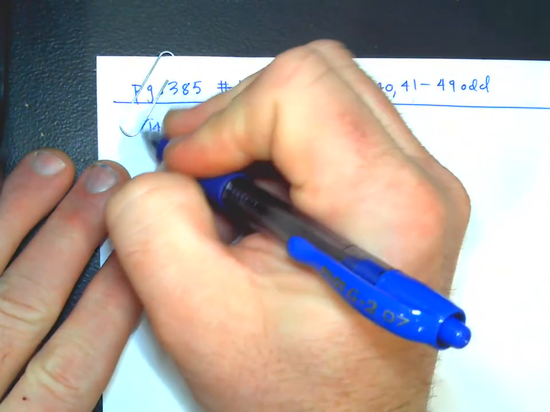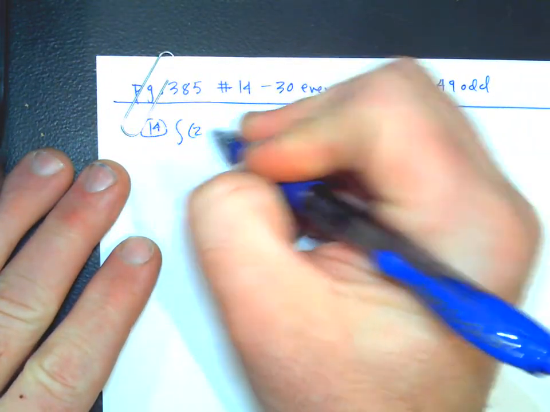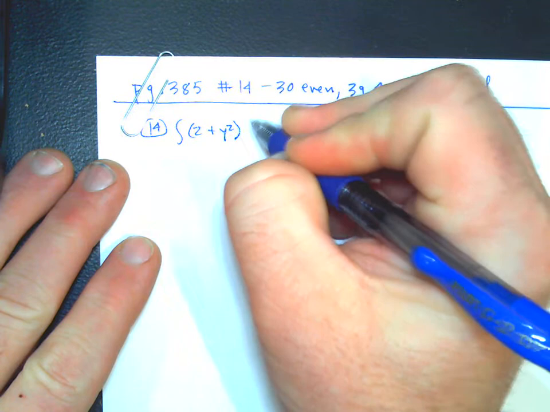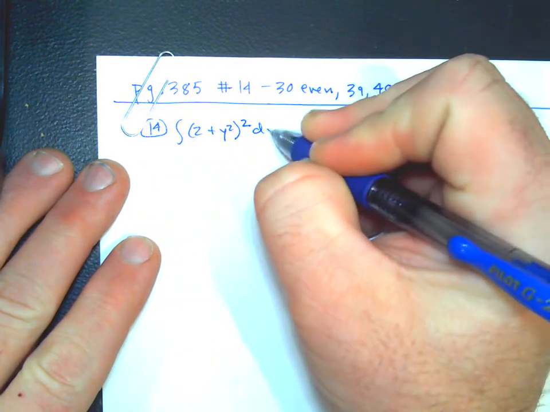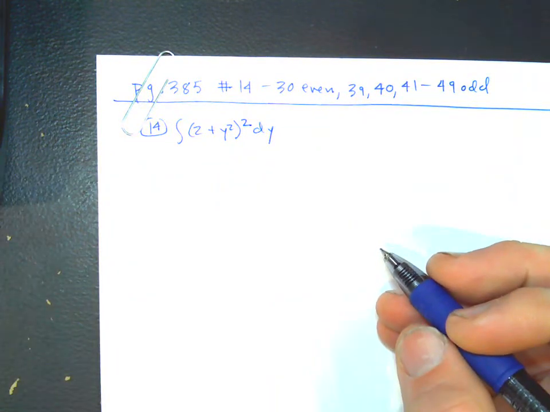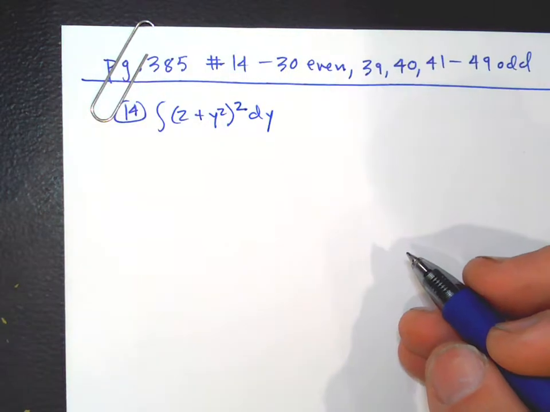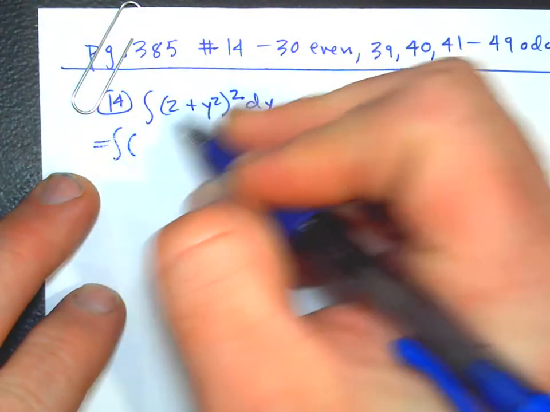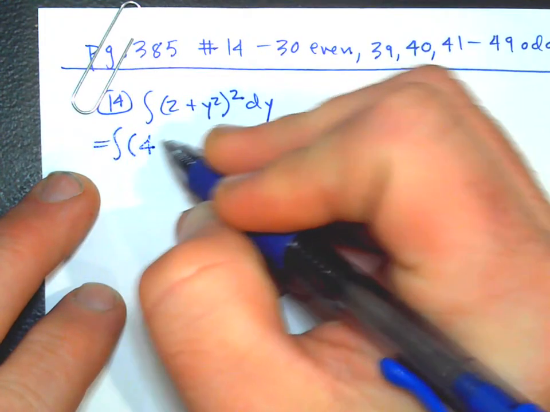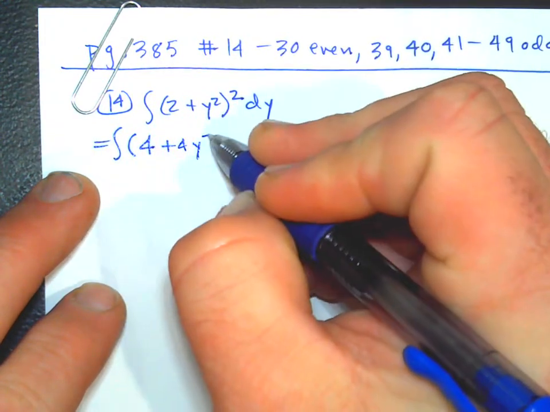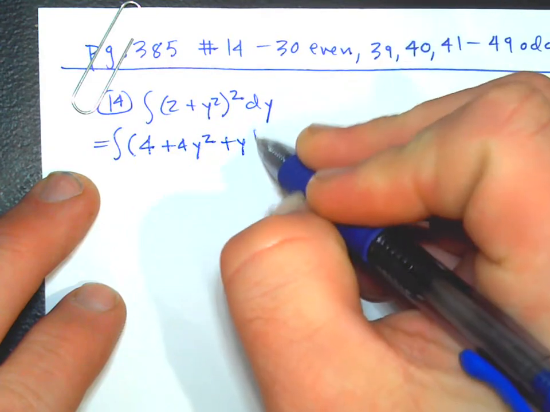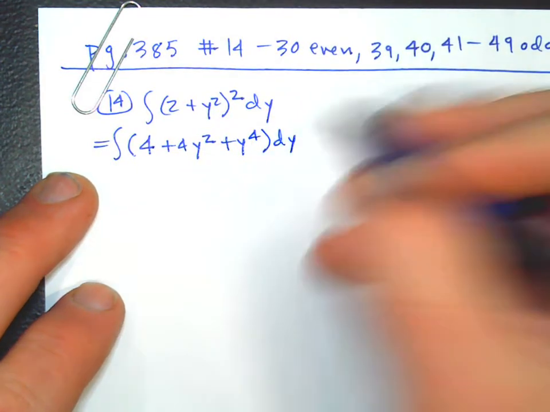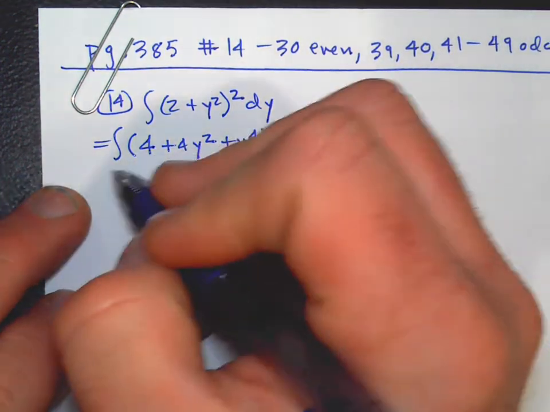14 is the integral of (2 plus y squared) squared. And so our strategy is, let's go ahead and multiply this out. Let's FOIL it. Now, if you need to, do it in your head, write it out, but this is going to be 4 plus 4y squared plus y to the fourth. I did that in my head. If you don't feel comfortable with that, I'm sure you can work it out.